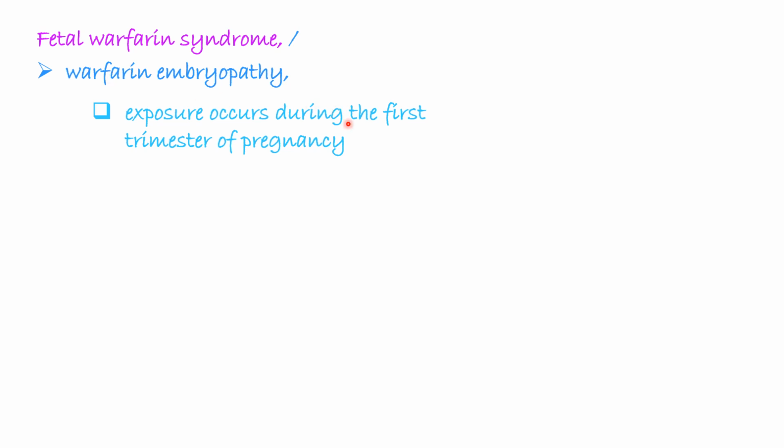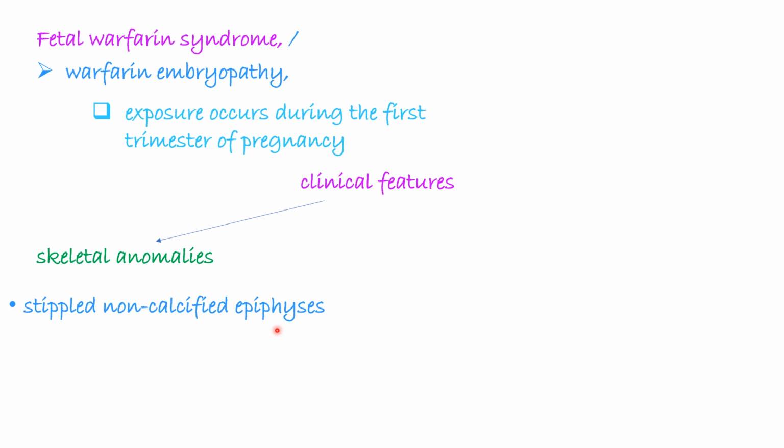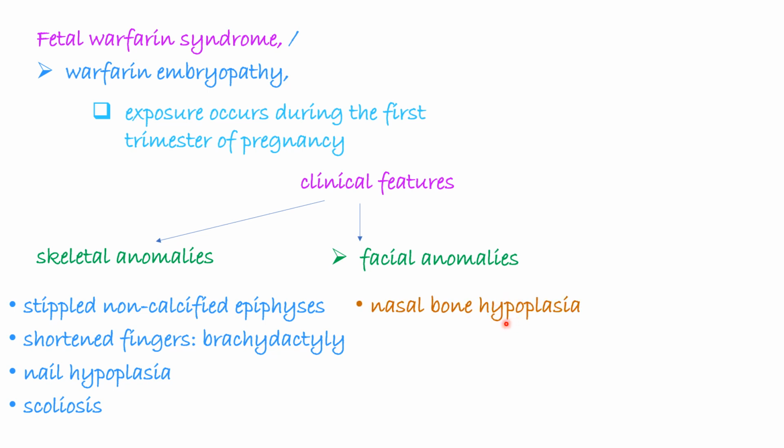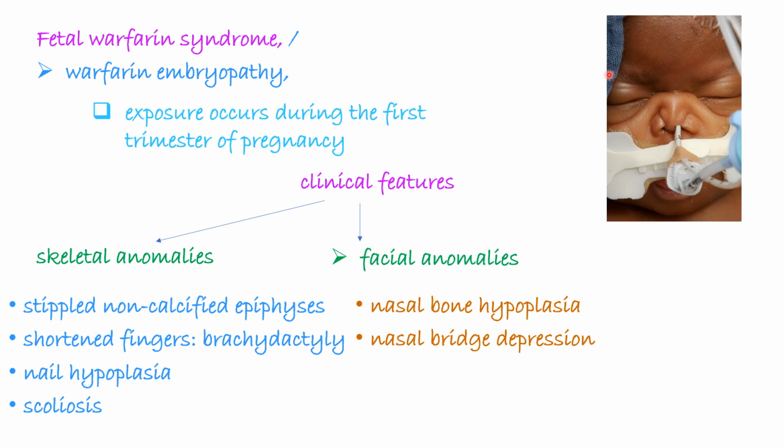As we said before, warfarin is teratogenic. So when we have exposure to warfarin in the first trimester of pregnancy, we are going to have fetal warfarin syndrome. What are the clinical features, or how will the neonate present? We have skeletal abnormalities, where we have stippled non-calcified epiphyses. It tends to affect the cartilages or endochondral calcification, and shortened fingers, that is brachydactyly. We also have nail hypoplasia and scoliosis. Next, we also have facial abnormalities, where you have nasal bone hypoplasia and nasal bridge depression, as you can see here.